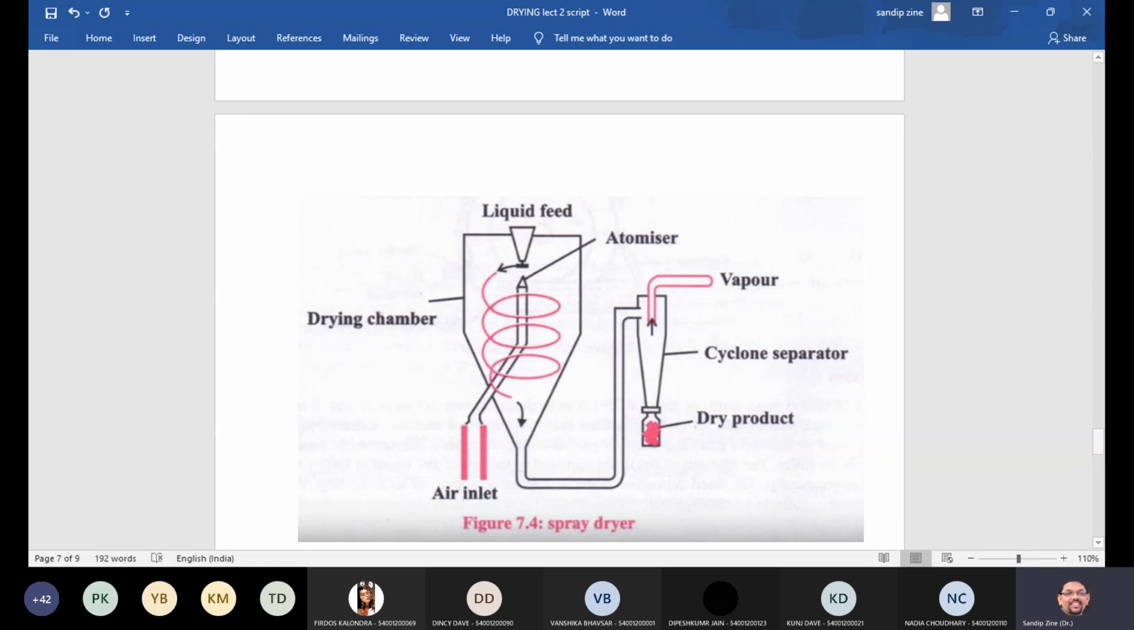So in a spray dryer, just observe this diagram and try to understand the role of individual components, like the drying chamber, air inlet, liquid feed, atomizer, then vapor, cyclone separator, and the dry product we are getting. So just observe these things, and then we will take up this point based on our discussion.